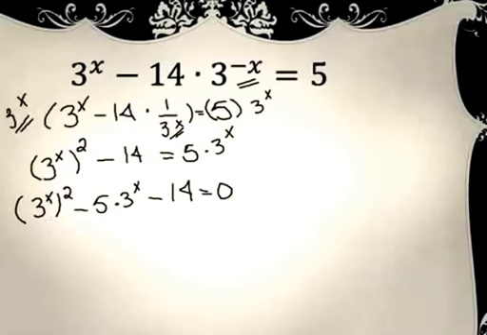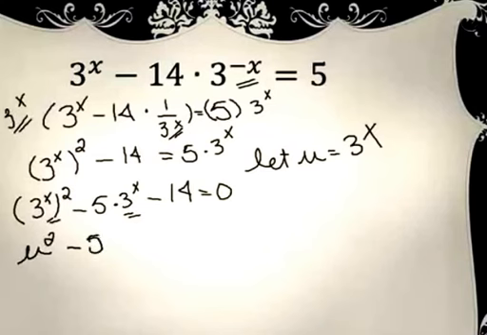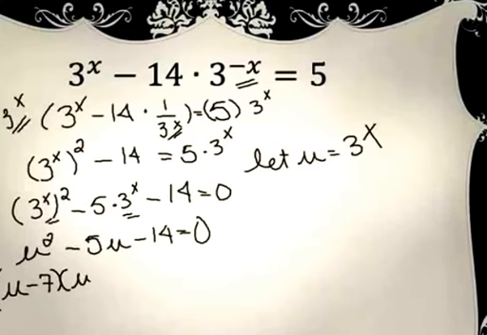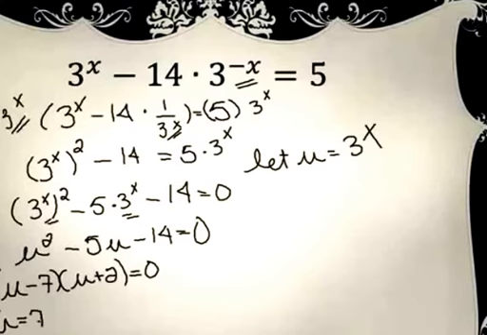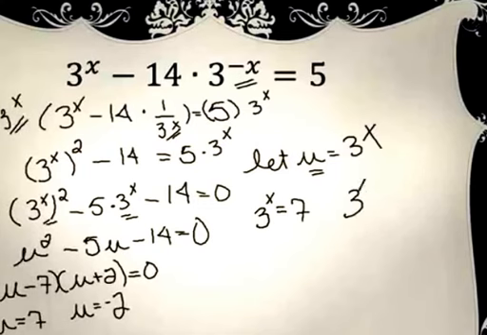And now I think it's really easy to see what we're going to u substitute. So we're going to let u equal 3 to the x. So now we have u squared minus 5u minus 14 equals 0. When I factor it, I get u minus 7 times u plus 2 equals 0. So u equals 7 and u equals negative 2. We know that u is 3 to the x, so I'm going to back substitute. So I'm going to have 3 to the x equals 7 and 3 to the x equals negative 2.